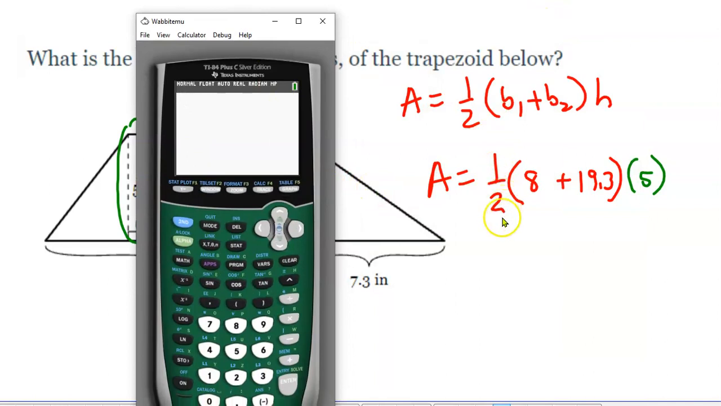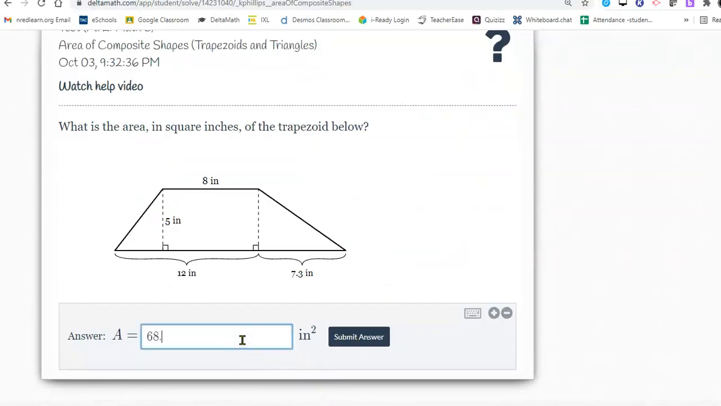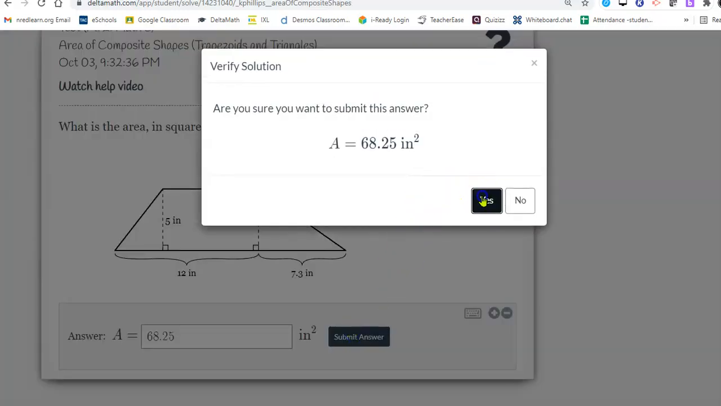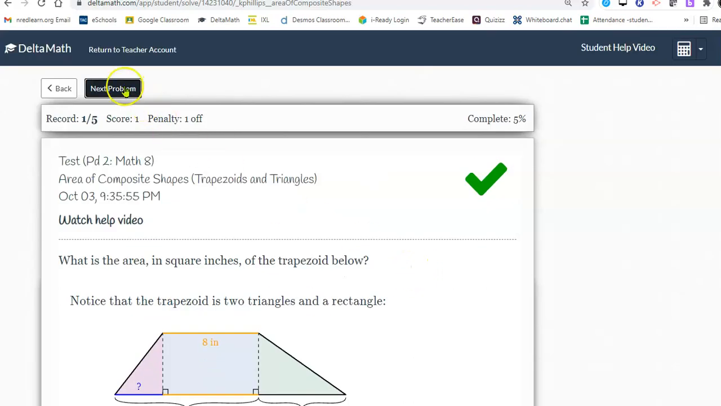And instead of using the fraction 1/2, I'm actually going to use the decimal 0.5. So 0.5 times 8 plus 19.3. Now I can add that together in my head, or I can use the parentheses button on the calculator and tell the calculator to add these two first. Use those parentheses so that the calculator does the correct order of operations. And then I'm going to multiply it by 5. So my final answer there is 68.25 square inches. All right, so we used our formula, half the sum of the bases times the height.